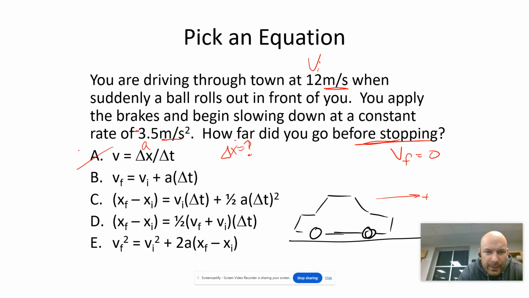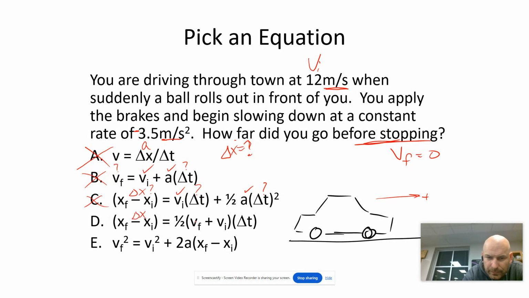All right, so A is out because velocity is changing. Final velocity, we don't know. Initial velocity, we do. Acceleration, we know. Time, we don't know. Two unknowns. Displacement, we're looking for. Initial velocity, we know. Time, we don't know. Acceleration, we know, time. Okay, so we have one unknown of time, but I don't care. So I'm not going to use that one.